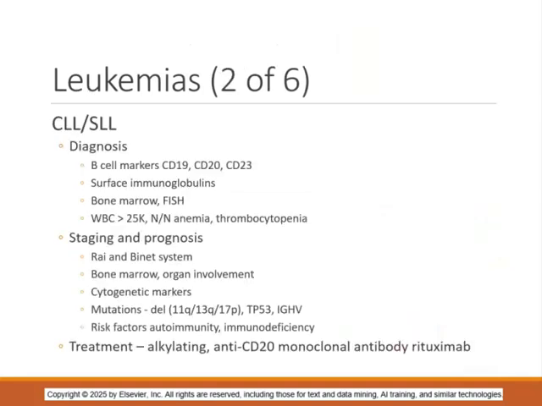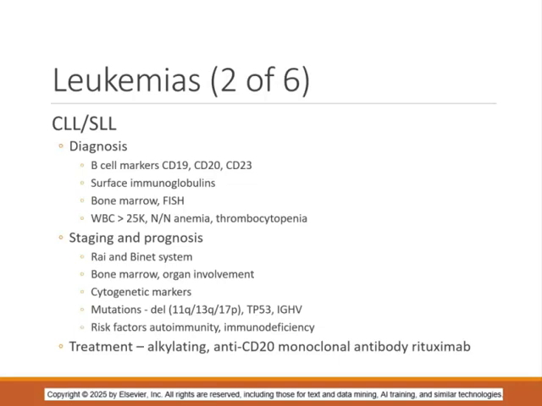So to make the diagnosis using flow, the B cell markers CD19, 20, and 23 will be indicative of CLL. Sometimes they'll have surface immunoglobulins, surface antibodies on them. The bone marrow can also identify it using FISH technology. The CBC will show a white count that is usually greater than 25,000. The anemia is normochromic, normocytic, and there's thrombocytopenia. So the staging prognosis they use for this particular one is the Rai-Binet system. Again, it's looking at the bone marrow, the organ involvement, everything.